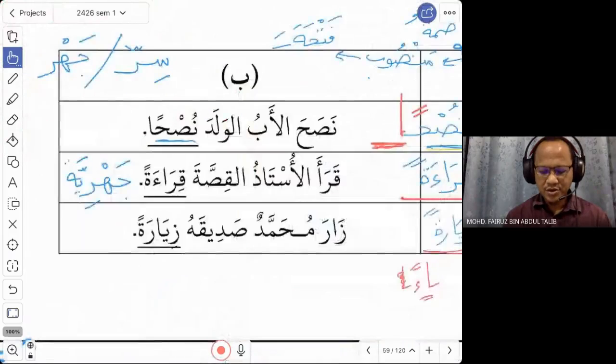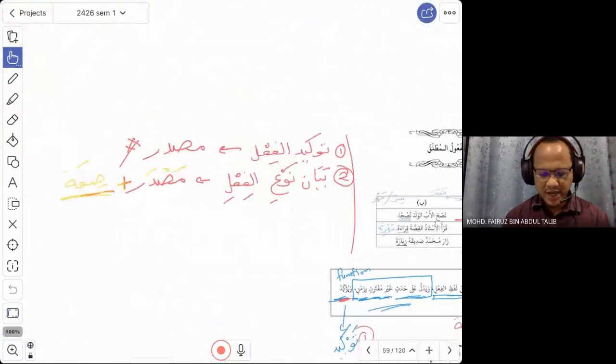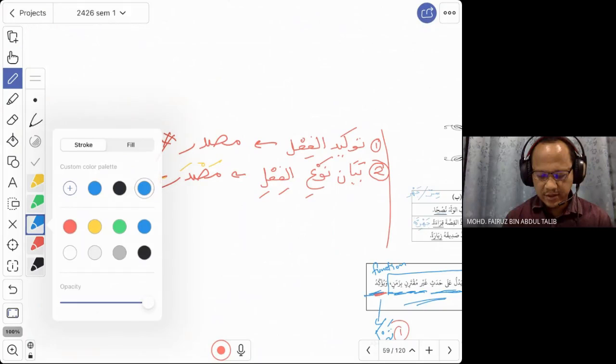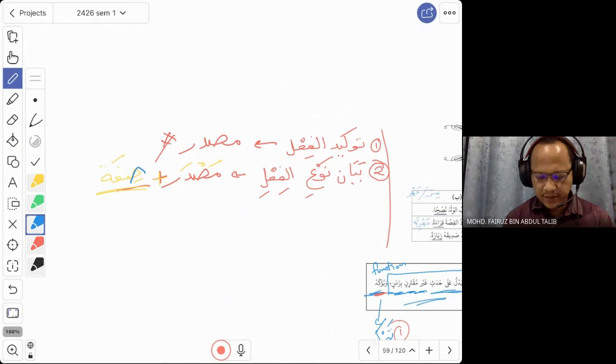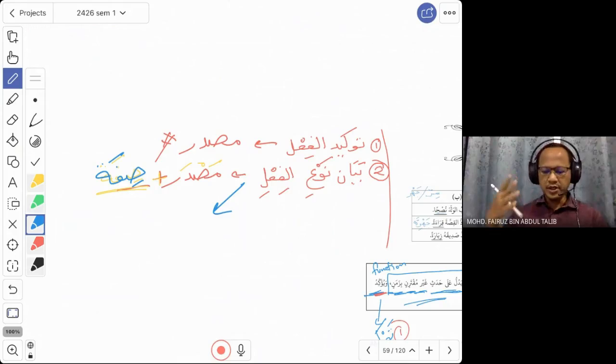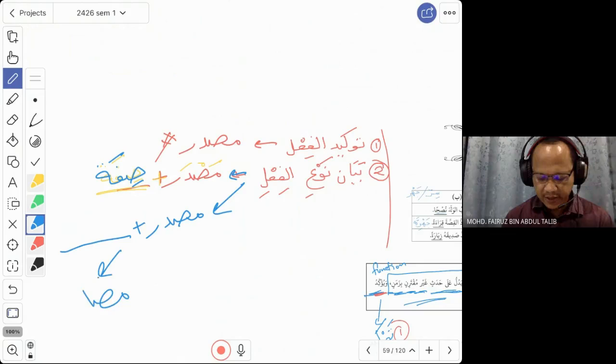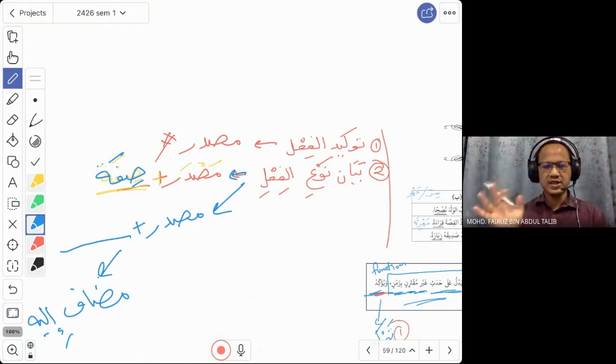Okay, so how do you do this? The second function is by adding the masdar to an adjective, a sifah. That is normally how people will do it. There is another way, the second way, of doing bayan nau' al-fi'l. You can have the second method also by adding to the masdar, but this time we don't add an adjective. This time we add a mudaf ilaih. You combine it with another word, not an adjective, another word.